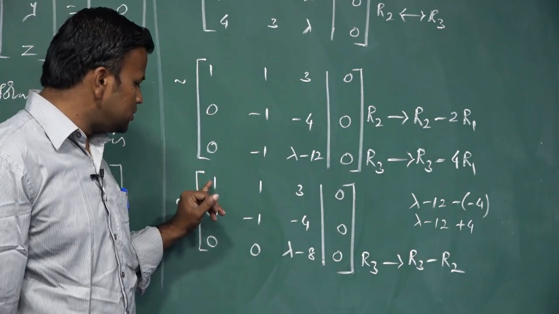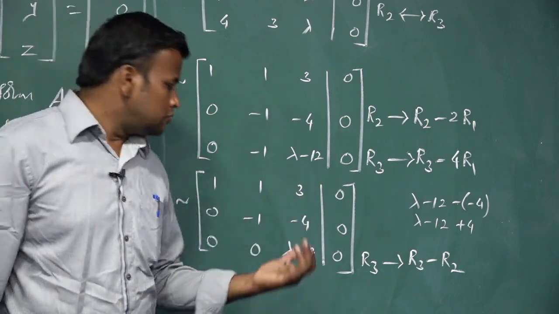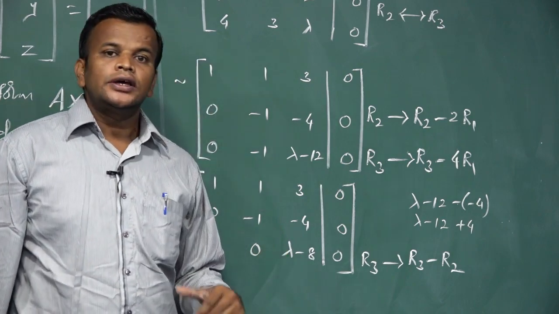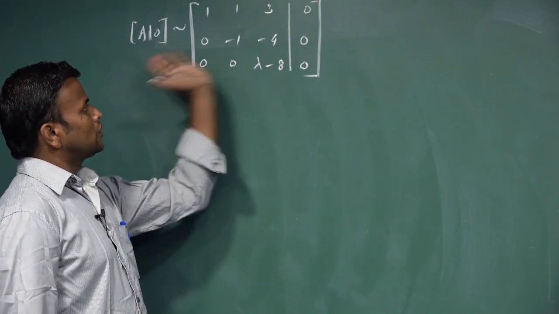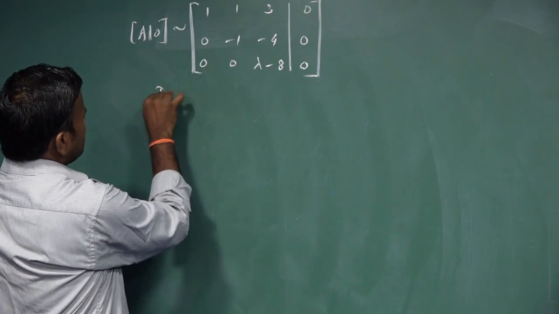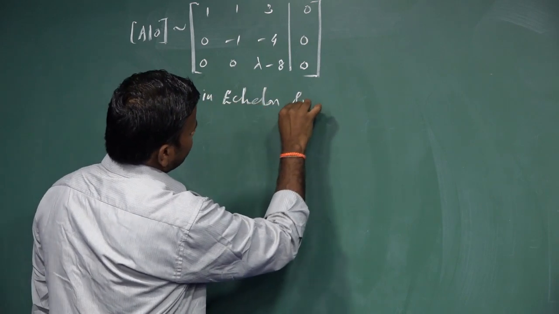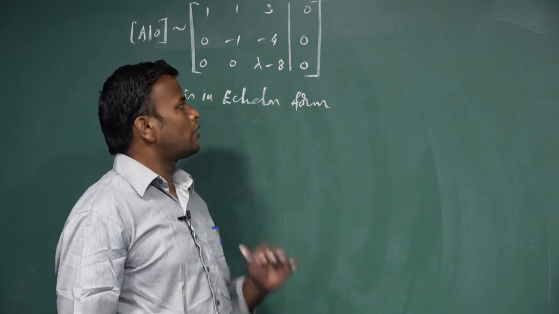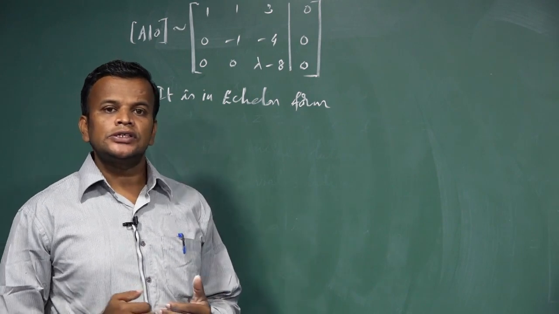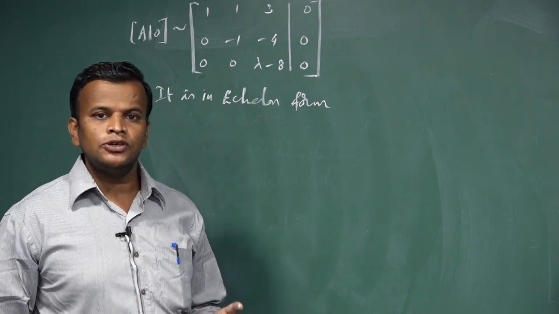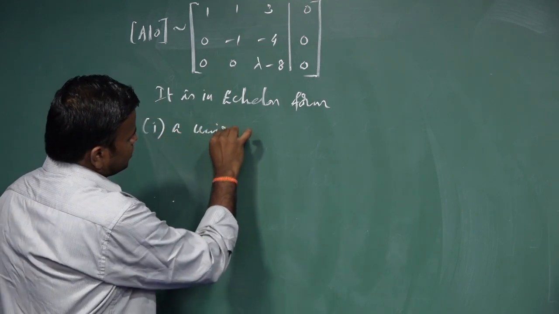The first row, first element is non-zero, and at least the triangle shape of elements become 0. Now using these values of lambda, we determine when the given system has a unique and non-trivial solution. So we write it is in echelon form. Our question is not to find the solution. Our question is for which value of lambda the given system has a unique and non-trivial solution. What is the first subdivision? Unique solution.